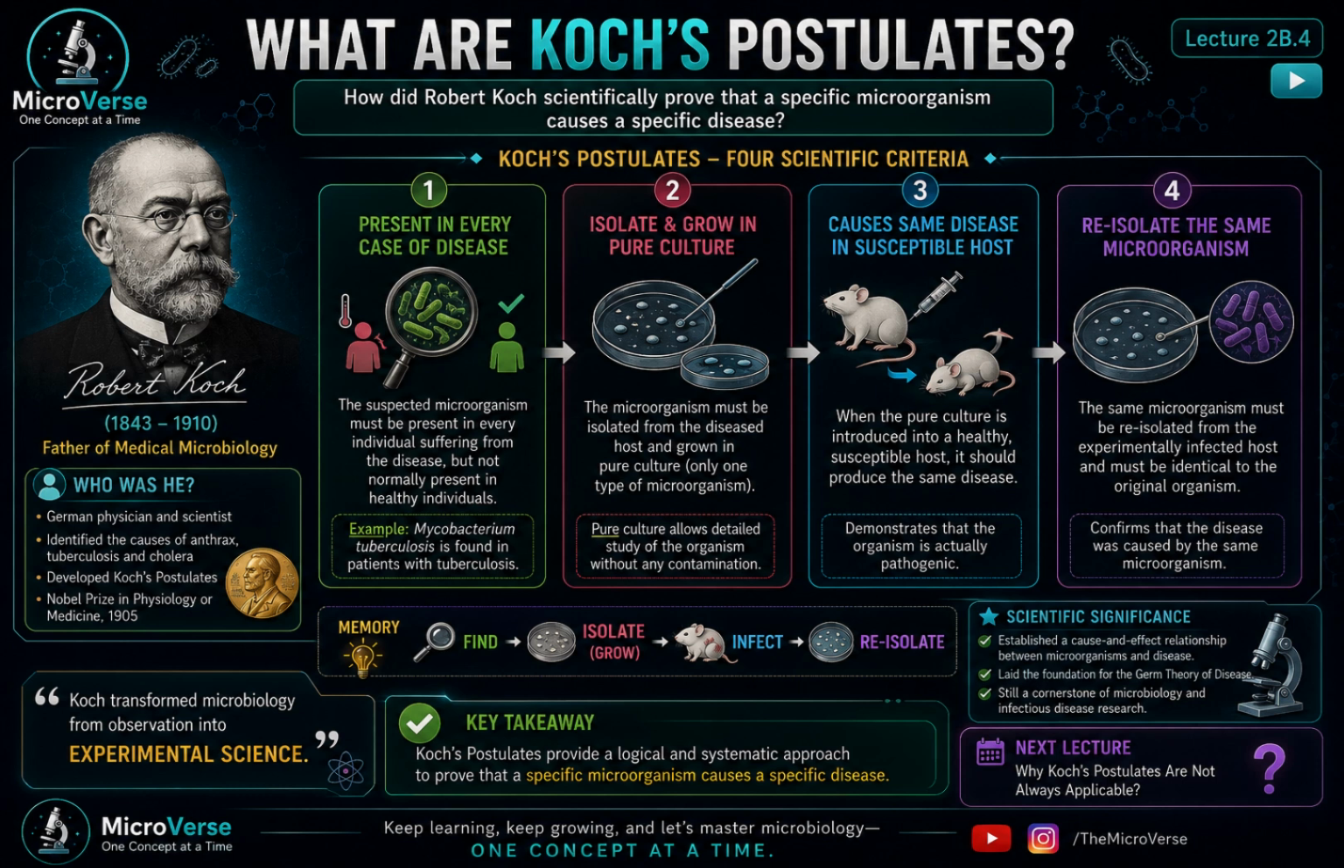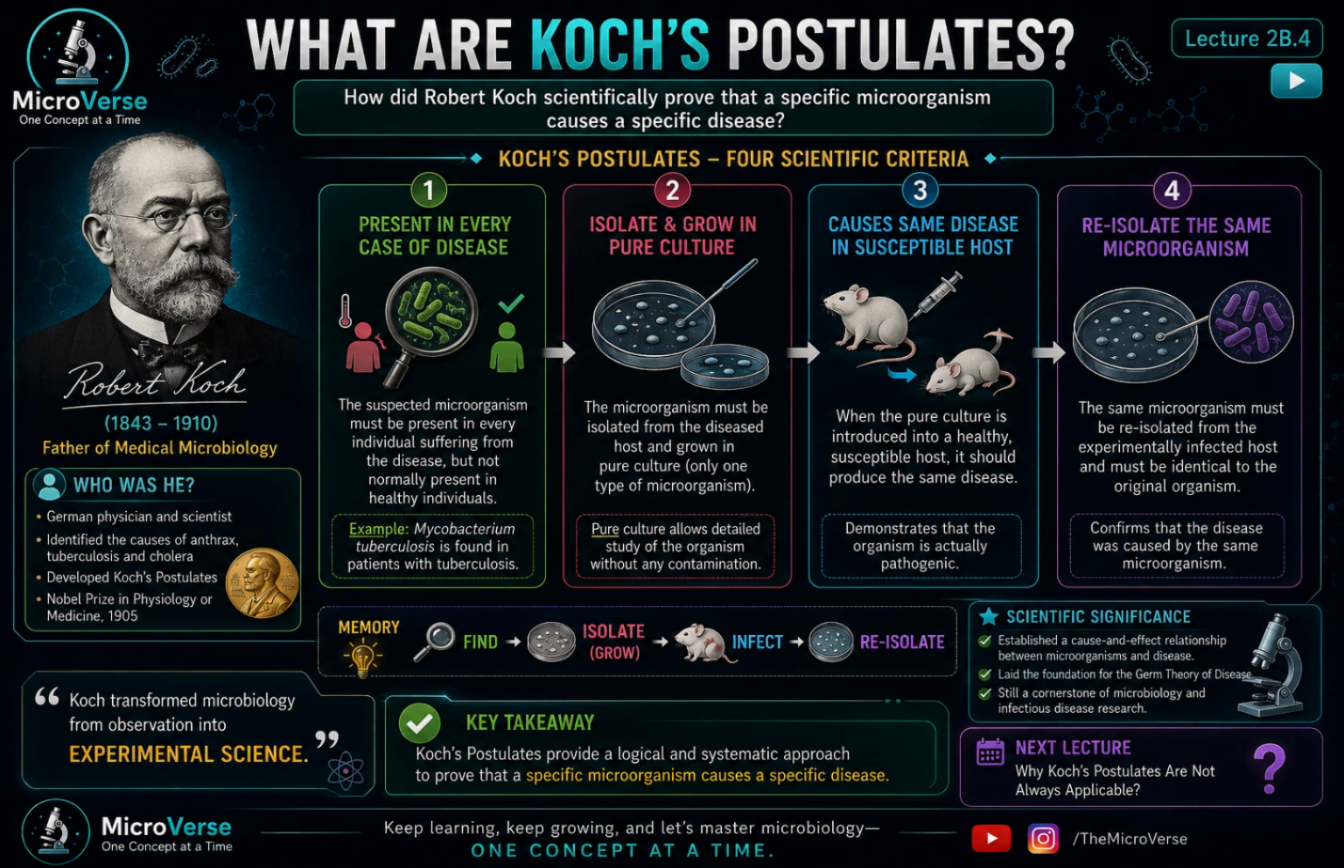Then the third postulate. The third postulate states that when the pure culture is introduced into a healthy, susceptible host, it should produce the same disease. This is the experimental step that demonstrates pathogenicity. If the microorganism consistently produces the same disease under controlled conditions, strong evidence is obtained that it is the causative agent. Today, ethical considerations prevent this type of experiment in humans. Therefore, animal models or alternative experimental systems are often used.